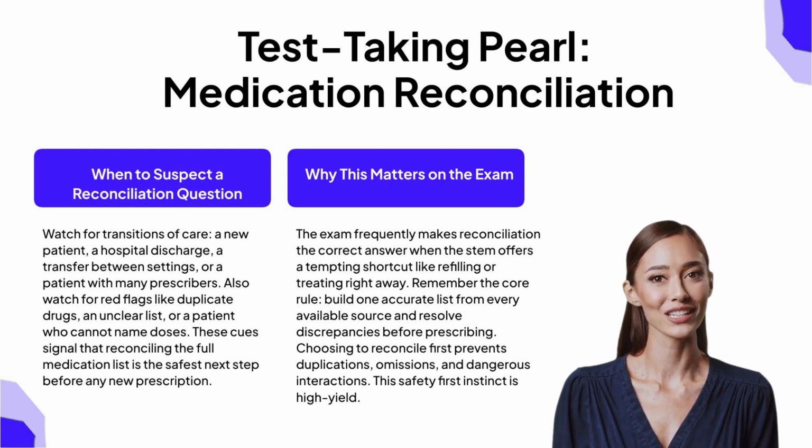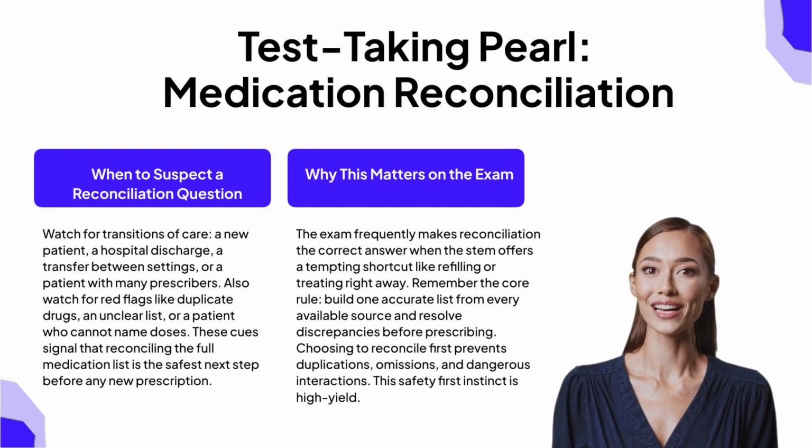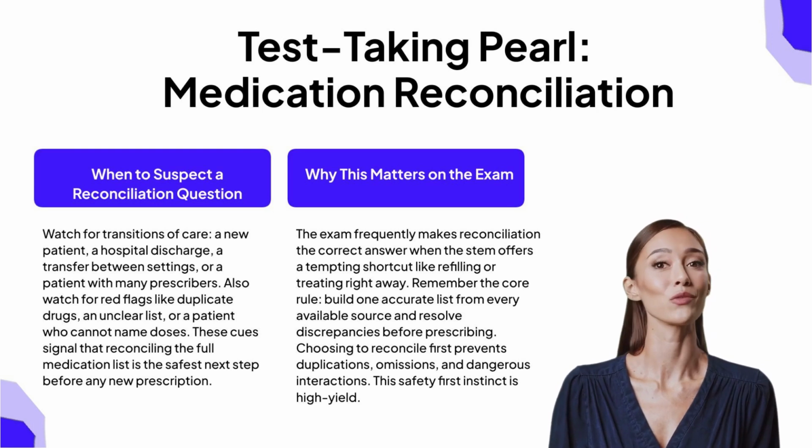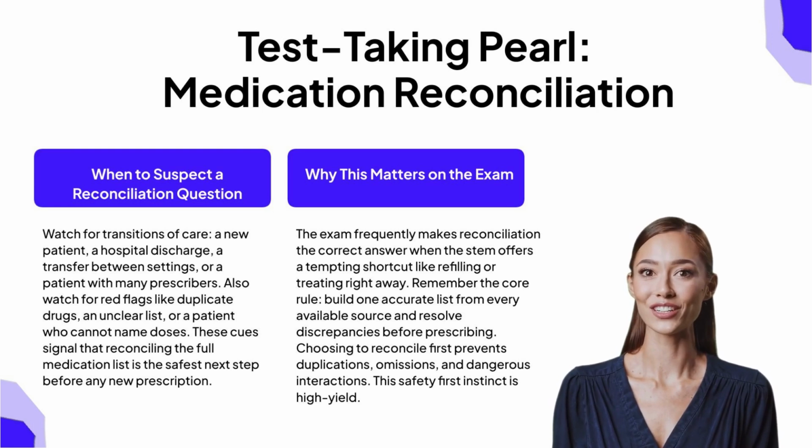Now, why this matters on the exam. The test frequently makes reconciliation the correct answer when the STEM dangles a tempting shortcut, like refilling or treating right away. Remember the core rule. Build one accurate list from every available source and resolve the discrepancies before you prescribe. Choosing to reconcile first prevents duplications, omissions, and dangerous drug interactions. That safety-first instinct is high yield and will earn you points across many different question types.